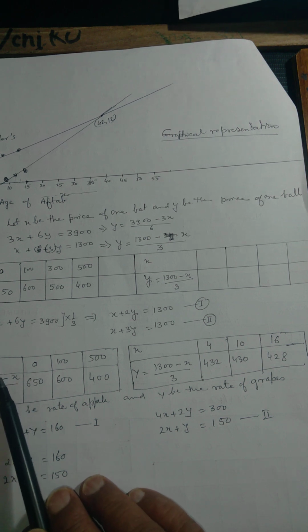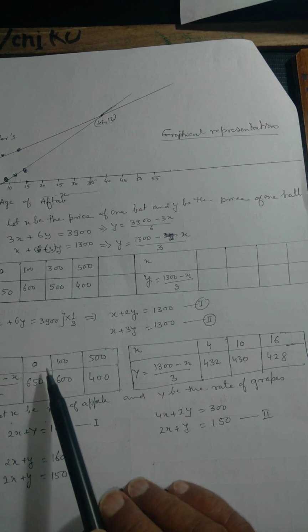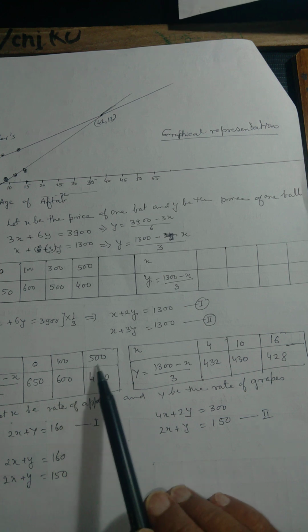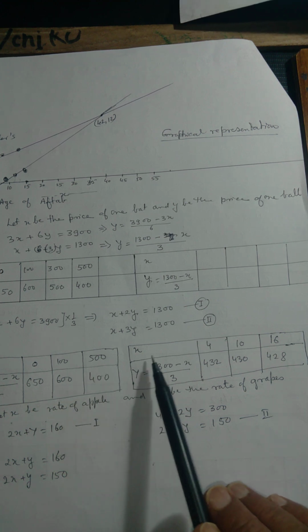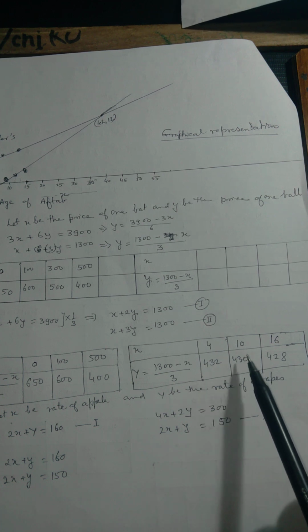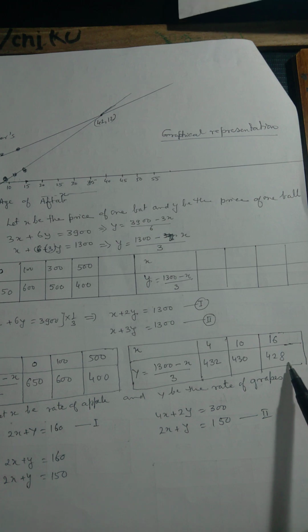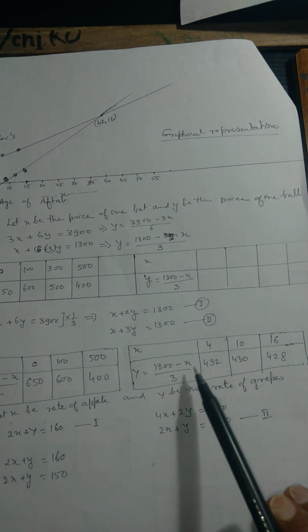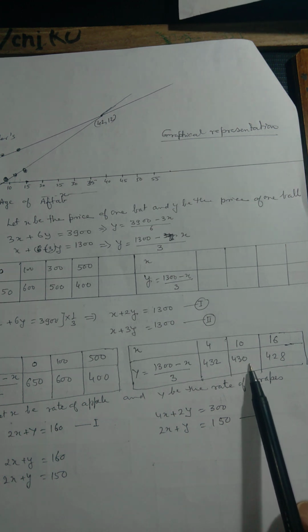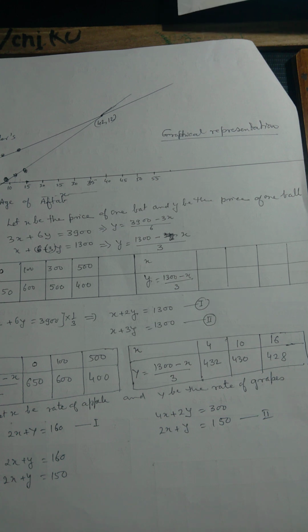Let us proceed. However, you see the x and y, I have just plotted the points. I have selected the points that are 0 and 650, 100 and 600, 500 and 400. For the second equation, I have written here 4 and 432, 10 and 430, 16 and 428. And now with the help of this table, you can plot the points on the graph paper. Now proceed to question number 3.